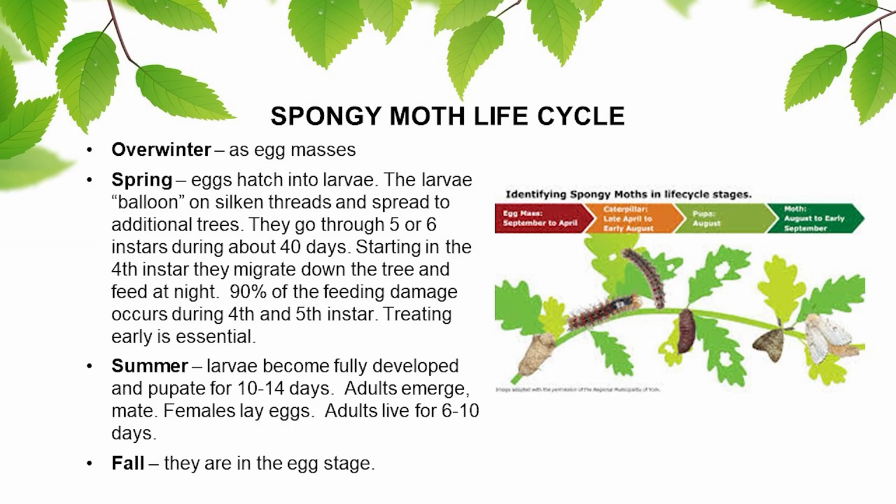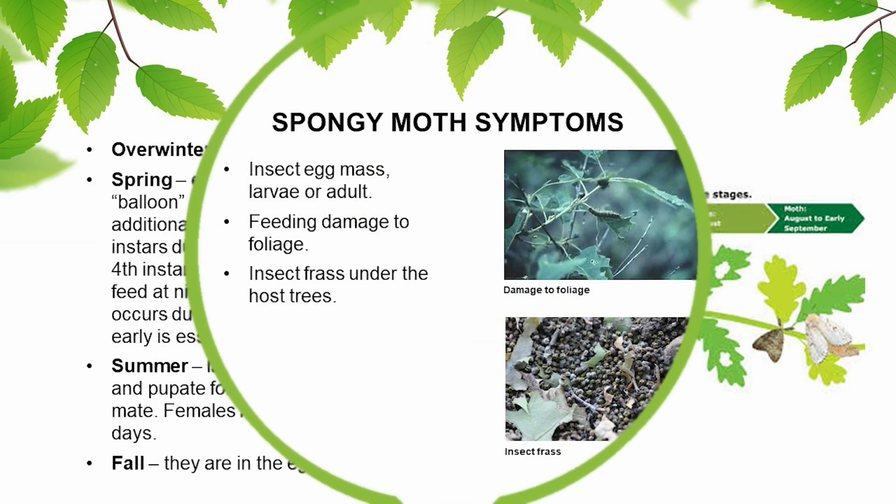Treating early is essential. They pupate for 10 to 14 days. Adults emerge, live for 6 to 10 days, and mate during this time. The females lay eggs that will hatch the following spring. During the fall, the spongy moths are in the egg stage.